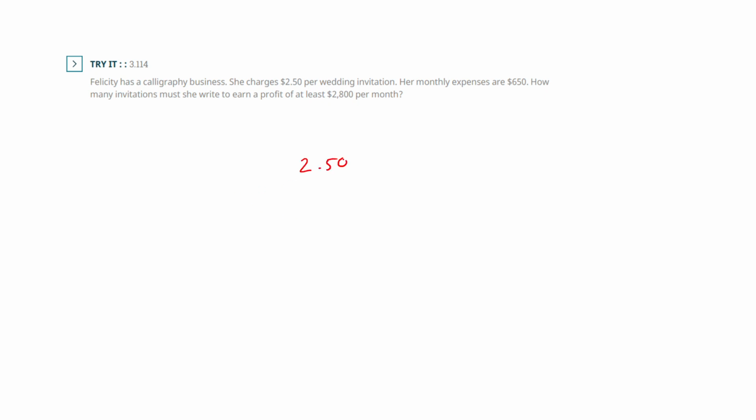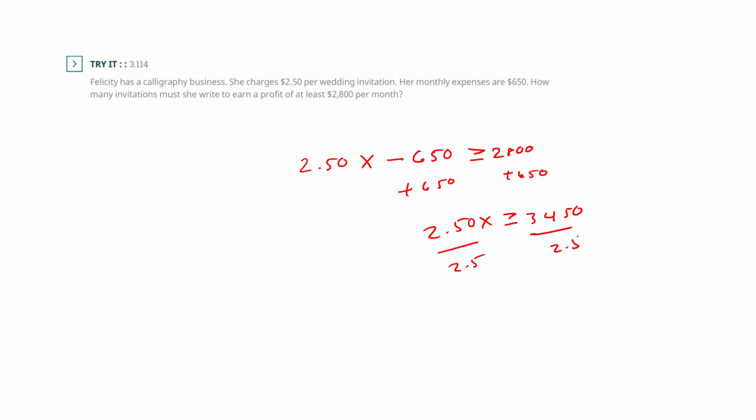Okay, $2.50 per invitation. We're going to subtract away the monthly expenses, and we want to make a profit of at least, you can make it more, but at least 2,800. So adding 650 to both sides. Divide both sides by 2.5. So we've got 3450. And I've got x is greater than or equal to 1380. Yeah, this is the number of invitations.